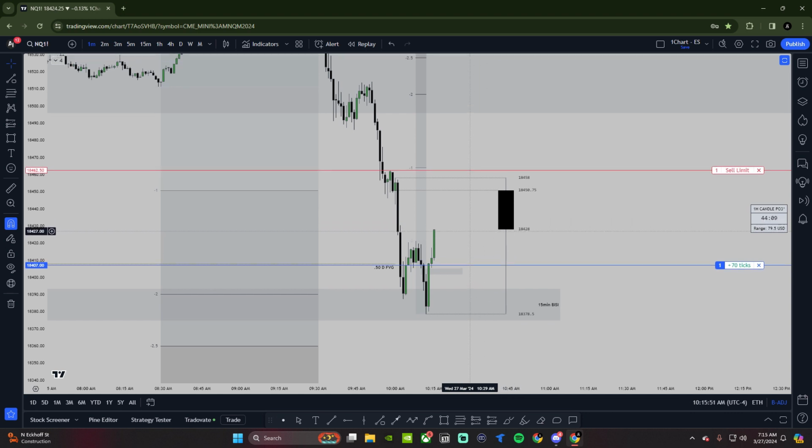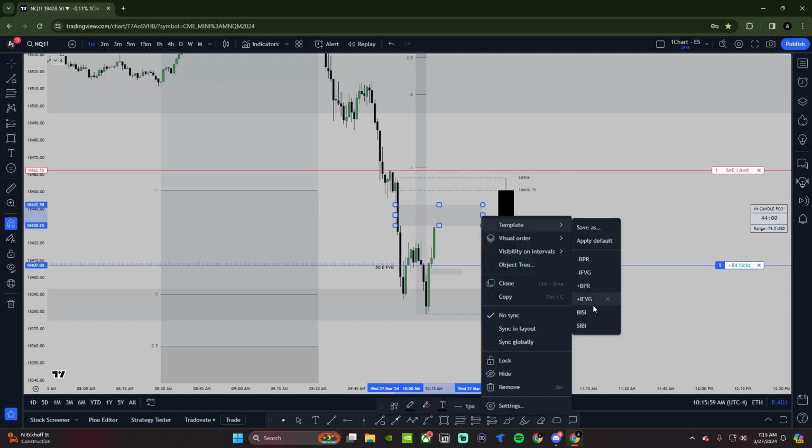I usually hold up until the first standard deviation because that's typically when we have a retracement. So I'm gonna do that. Just be careful with this imbalance right here. This is a SIBI.